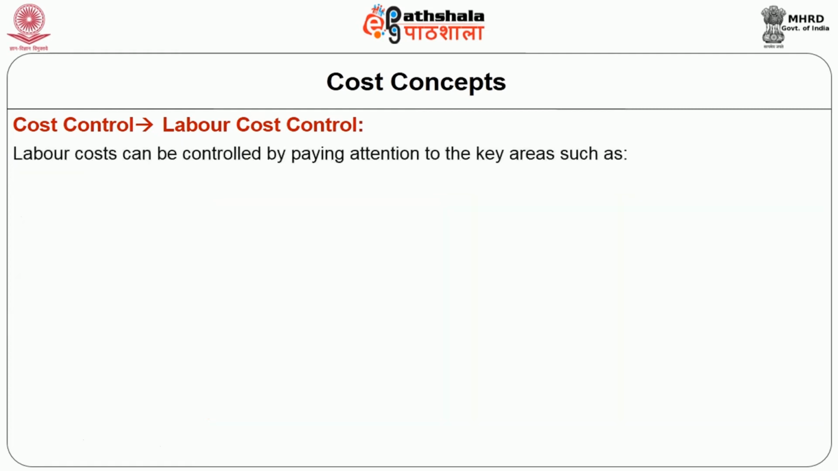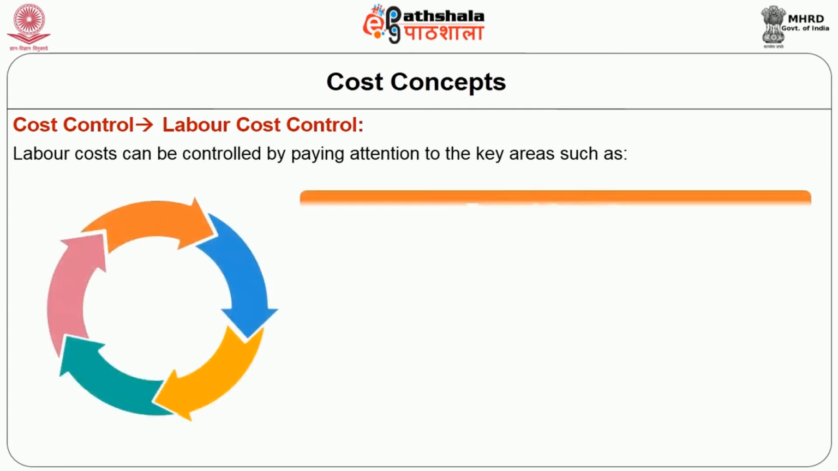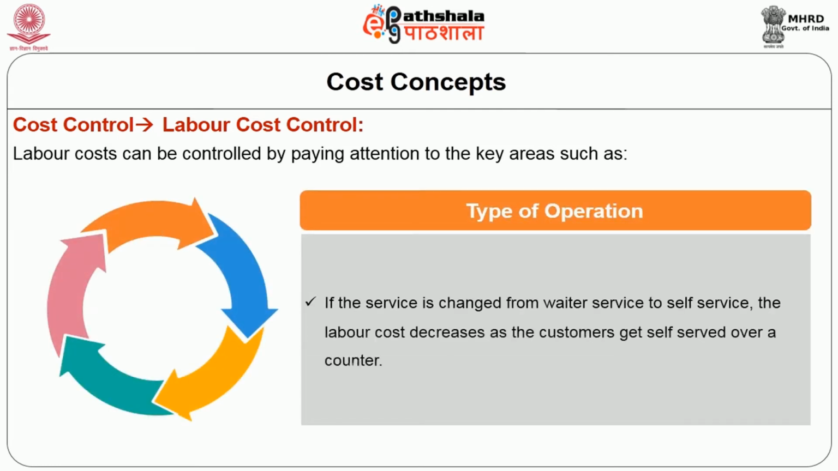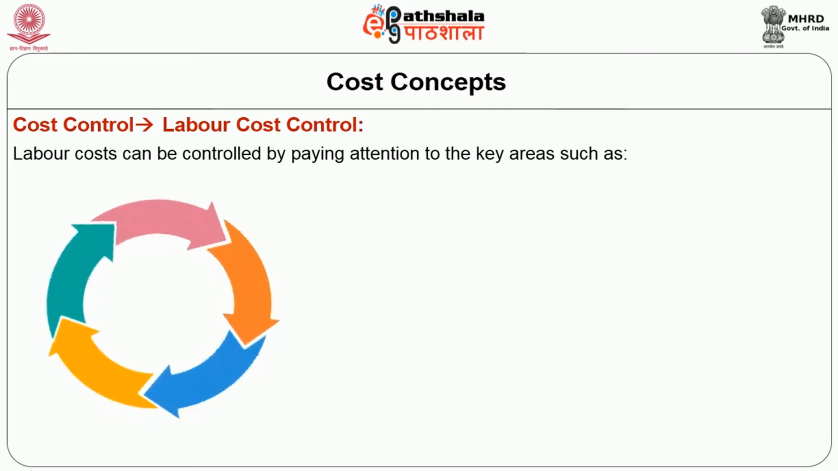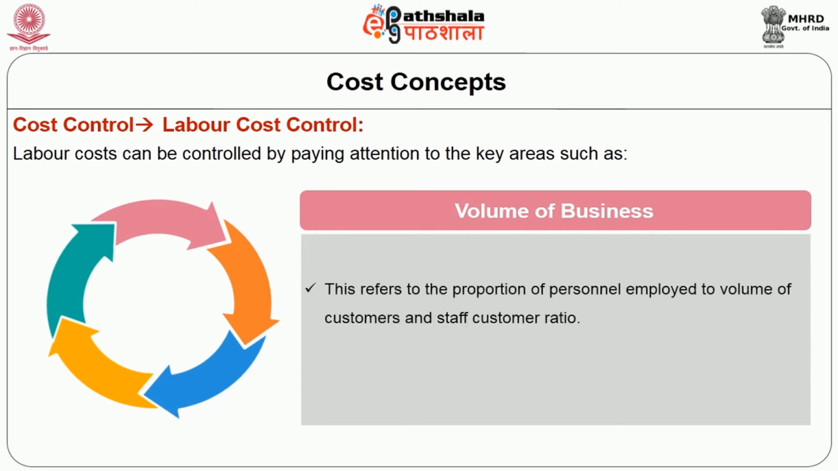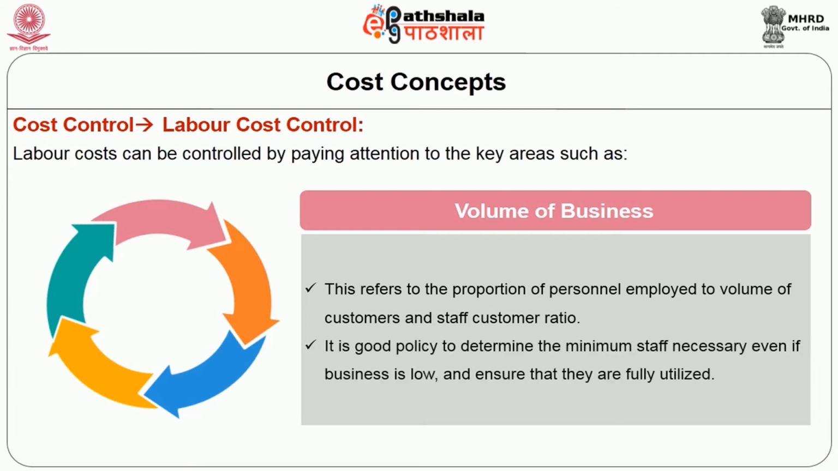In spite of all these different components, labor cost can be controlled by paying attention to the key areas such as type of operation. If the service is changed from waiter service to self-service, the labor cost decreases as the customers get self-served over a counter. Volume of business. This refers to the proportion of personnel employed to volume of customers and staff-customer ratio.